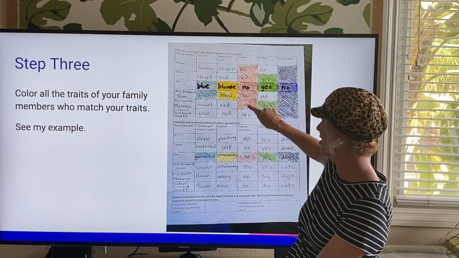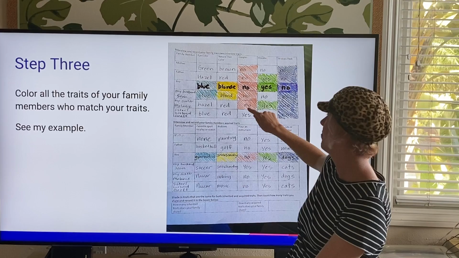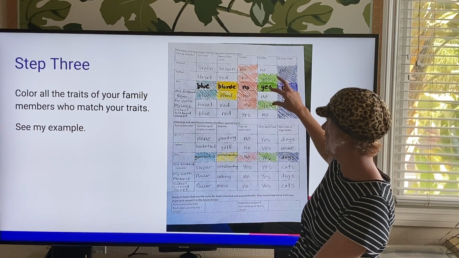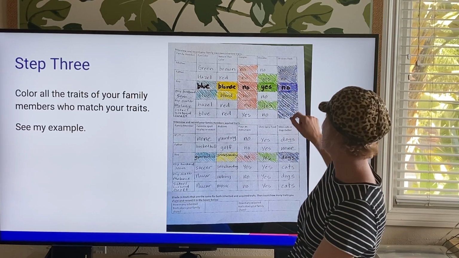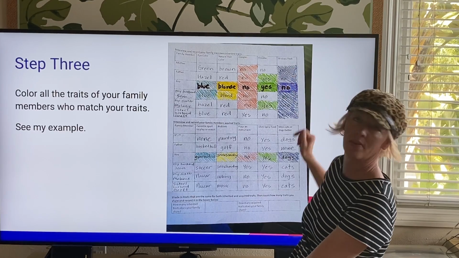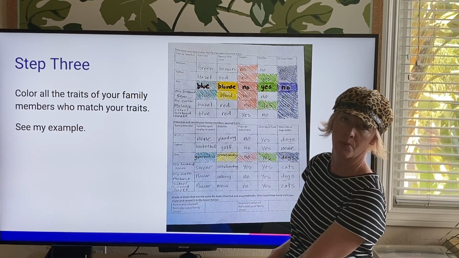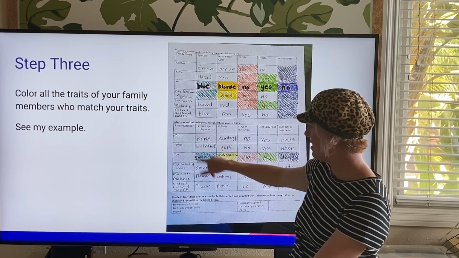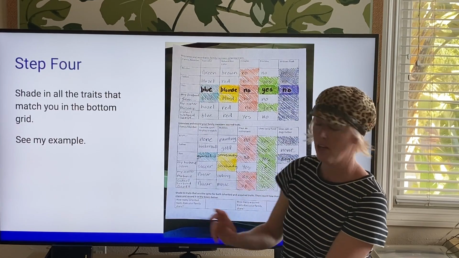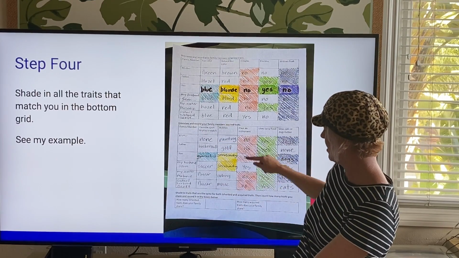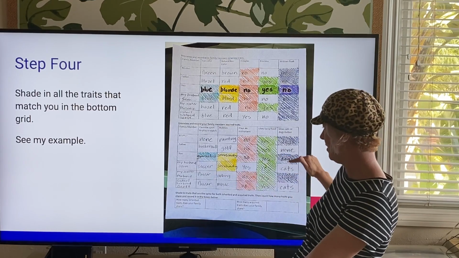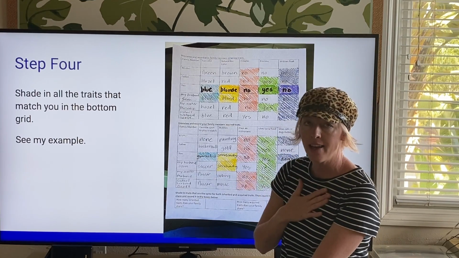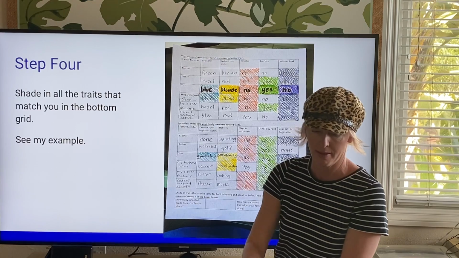For dimples, I matched with 4 other people. For freckles, I matched with 2 other people. And for widow's peak, I matched with everybody. Nobody in my family has a widow's peak. Then I did the same thing with the acquired traits. I shaded in things that matched with mine to see what traits I share with other people in my family.